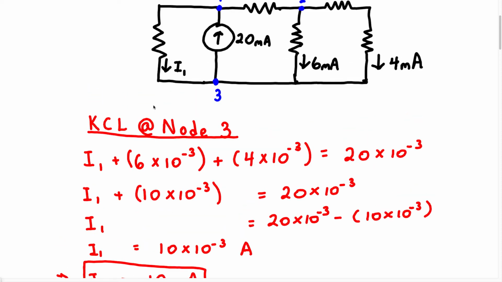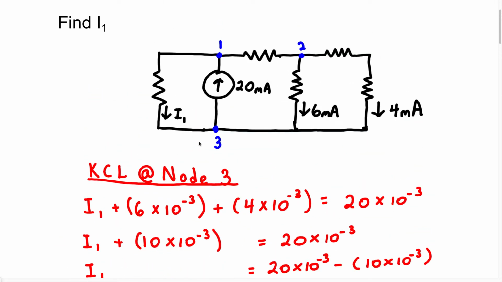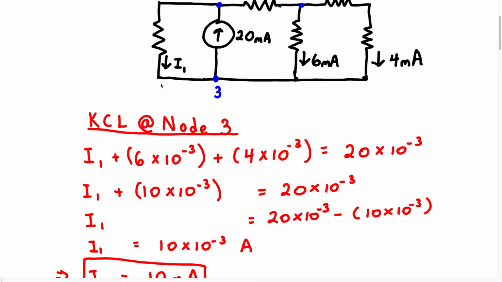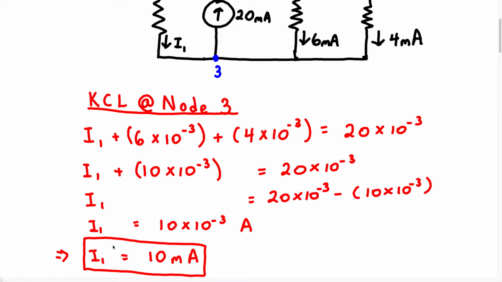So did you see what we did? We identified the current we wanted to find. We labeled all the essential nodes. Once we had the essential nodes, I just chose one of the nodes from the current I was trying to find. We could have chosen either 1 or 3. I decided to go with 3. I found the KCL at that node, and then once I found the KCL at that node, that gave me my answer, which is going to be I1 equals 10 milliamps.